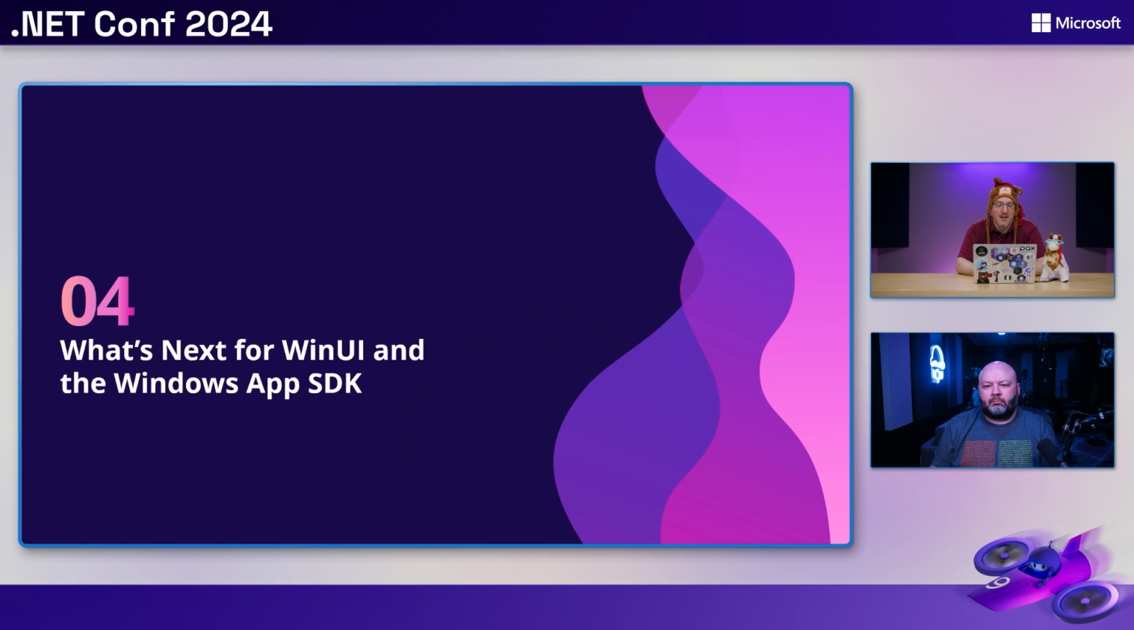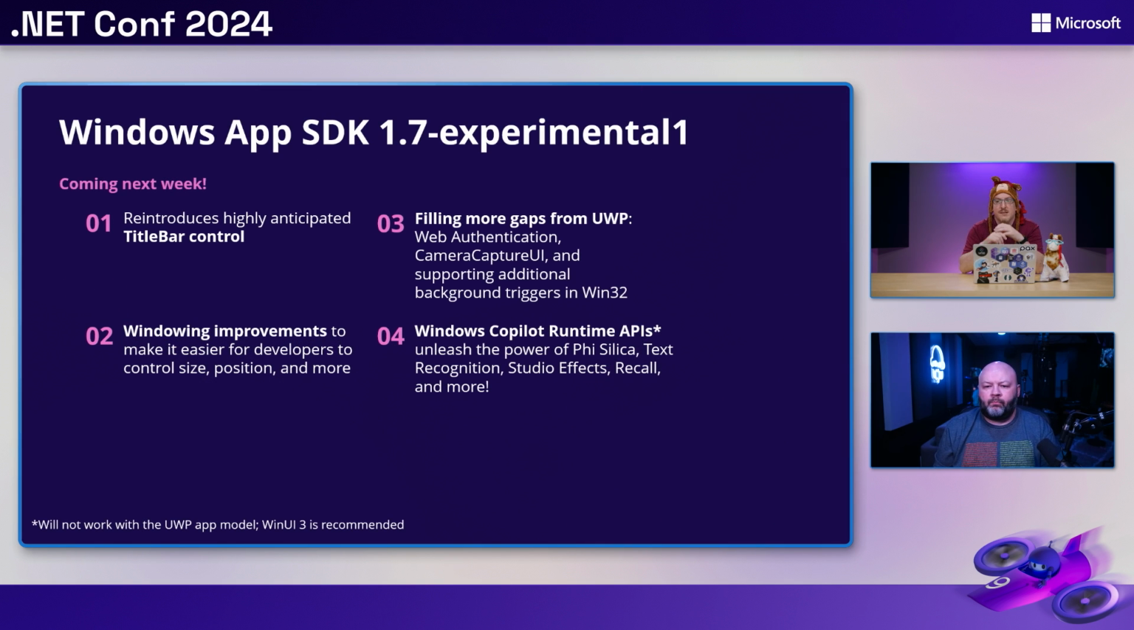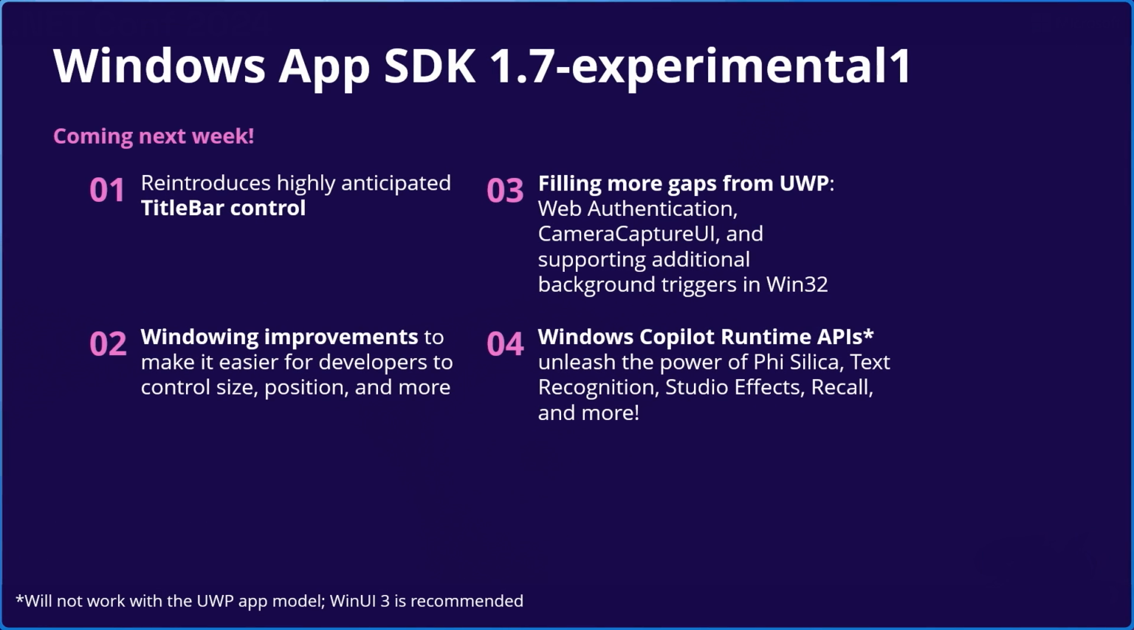That's the big question. So our 1.7 experimental release will be coming hopefully next week with Ignite. And so we've got a lot of great features in here for both WinUI and Windows App SDK. We're going to reintroduce the title bar control that was at Build. This is actually going to be that same version. We're just wrapping up the community feedback period for this control. So we should see improvements based on that feedback coming up in future releases.